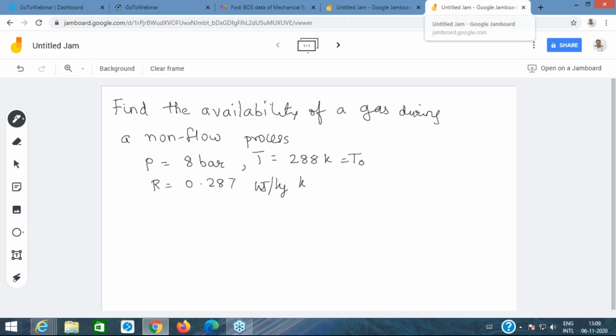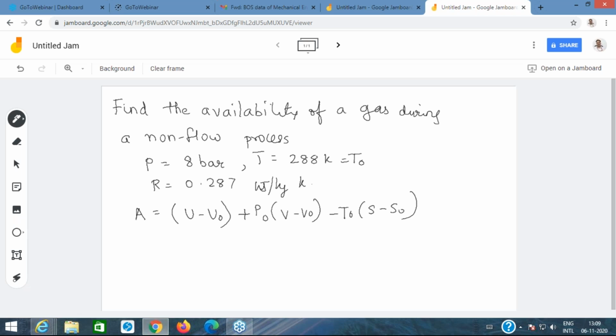To solve this, what is the expression? We will use the availability expression. So availability is (U minus U0), where I am considering the initial state as U and the final state as the dead state, plus P0 (V minus V0) minus T0 (S minus S0). So what you need to find is U minus U0.